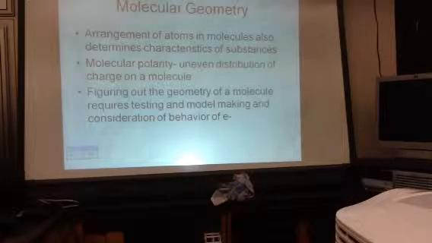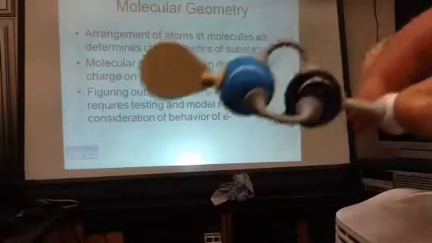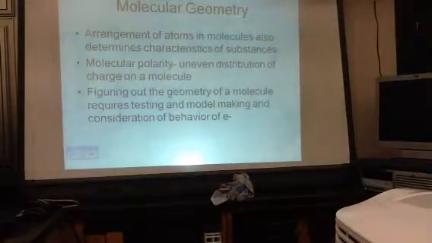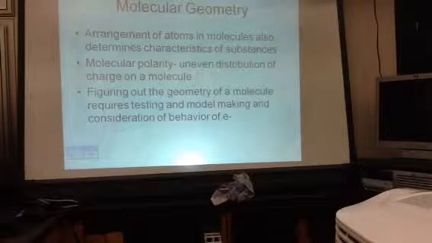And if we have something like my little friend, hydrogen cyanide here, we have some degree of molecular polarity. What that means is we've got an area of charge on the molecule.